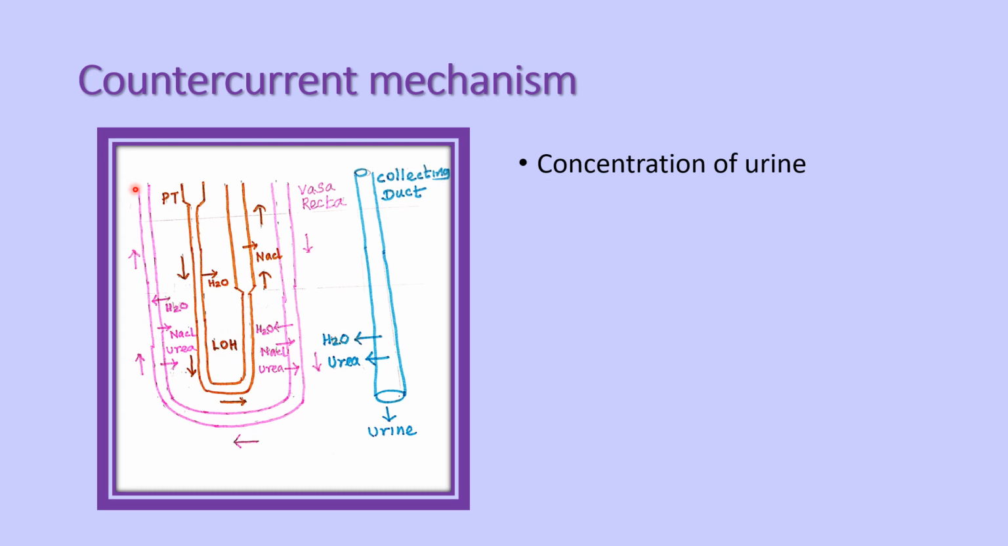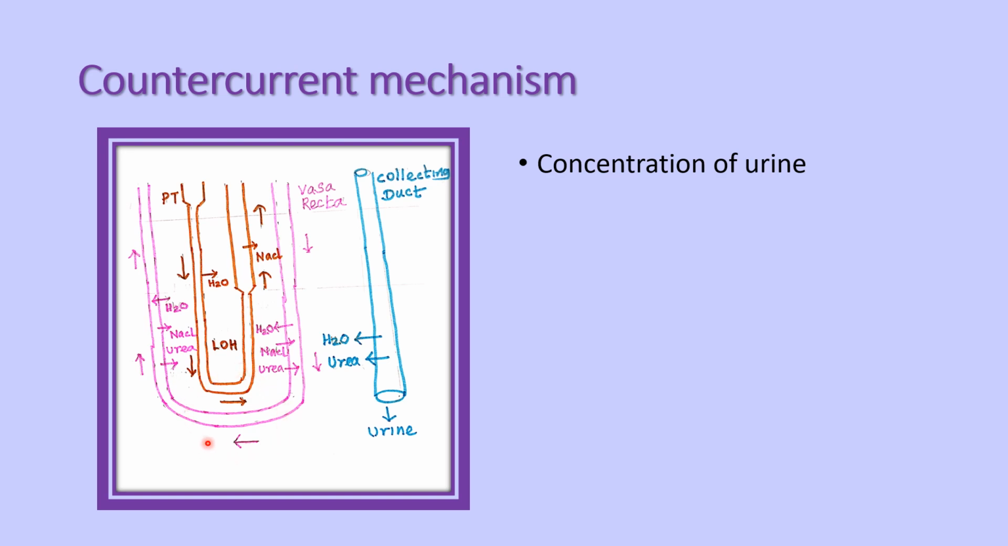The countercurrent system consists of two parallel tubes with opposite flow directions. In the loop of Henle, the flow occurs in this direction, anti-clockwise. The vasa recta flow occurs in the clockwise direction. So it is important for the hyperosmolality of the medullary interstitium.